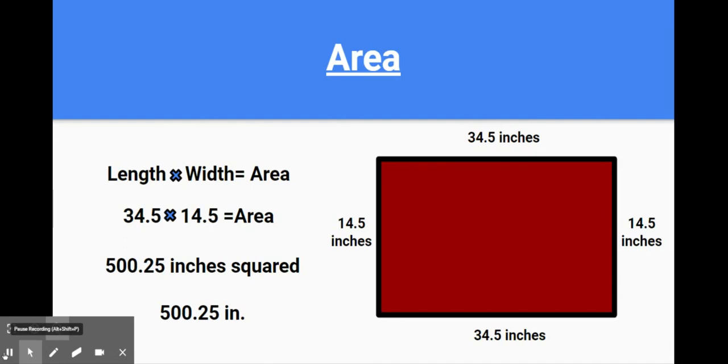Now we square the unit because we are now dealing with area. All right, square.